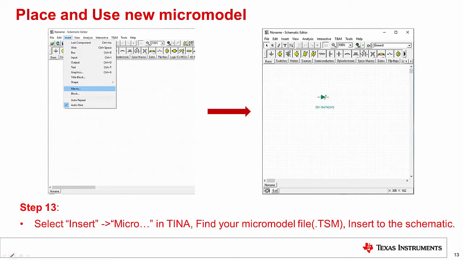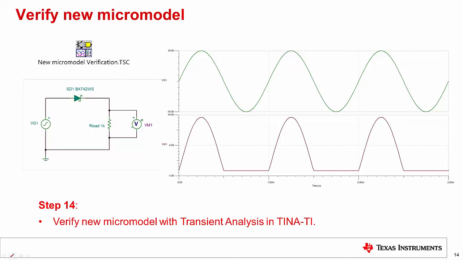If you did not directly insert the macro in the last step, or if you want to use an older macro, you can use Insert Macro to insert the macro. Finally, you want to confirm basic functionality of your macro with a simple circuit. Here we are just confirming that the diode works using a half-wave rectifier circuit.